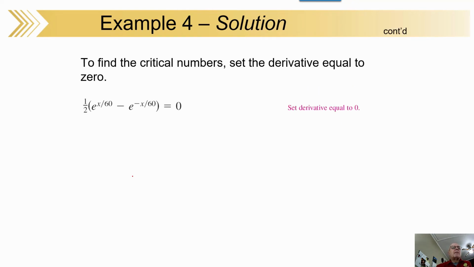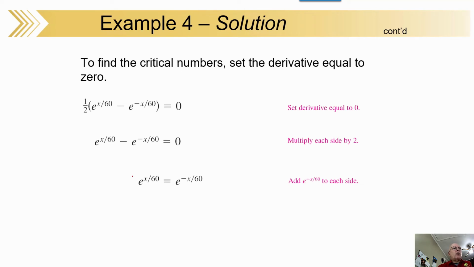So we want to get back to our problem, find the critical numbers, we set the derivative equal to 0. There you go. Multiply each side by 2, looks a little bit better. Get it ready to solve. Add that e to the minus x over 60 to both sides. Looks simpler. And where do we go from here?